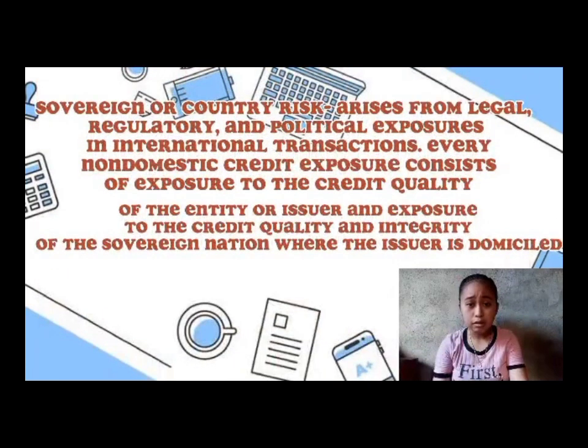Sovereign or country risk arises from legal, regulatory, and political exposure to international transactions. Every non-domestic credit exposure consists of exposure to the credit quality of the entity or issuer and exposure to the credit quality and integrity of the sovereign nation where the issuer is.